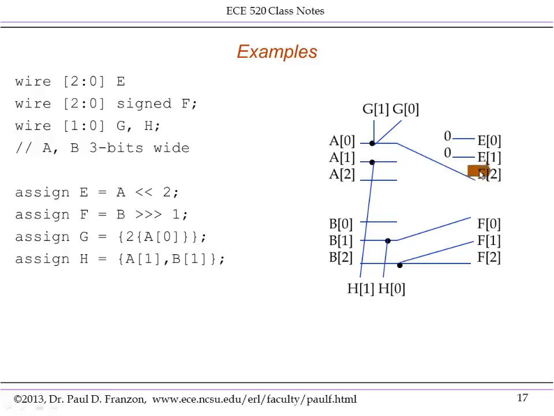So A shifted left 2, producing the result here. So A0 becomes E2, with 0 filled. B shifted right 1, B1 becomes F0, B2 becomes F1. Value here was signed, so we get sign extension. So B2 is filled out to the high order bits of F. G equals 2A0, we just take A0, fan it out to the 2 bits of G. H equals A1, B1, we just take the appropriate bits and they become the vector H.